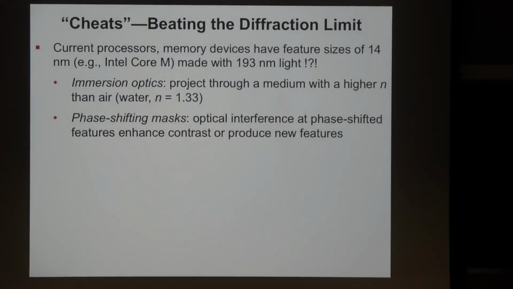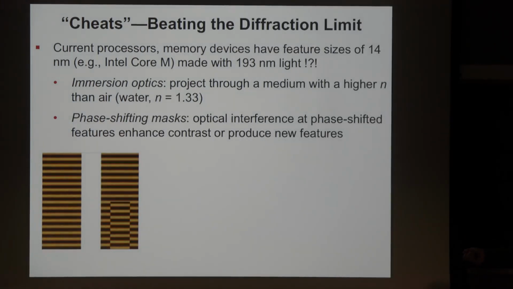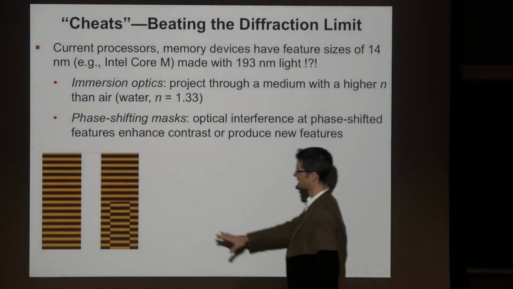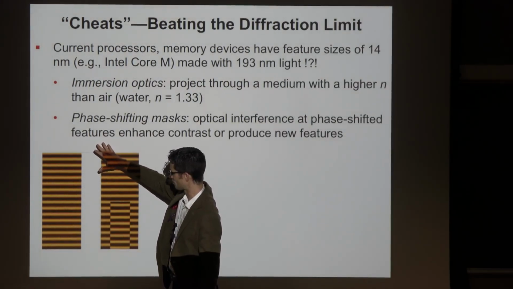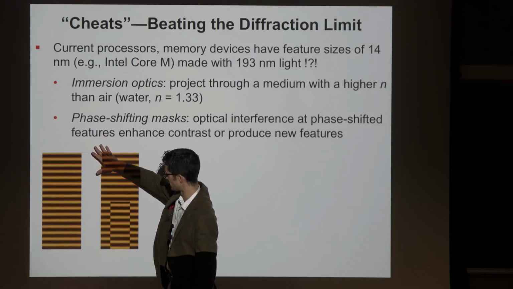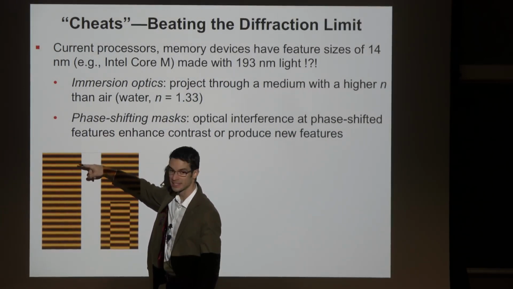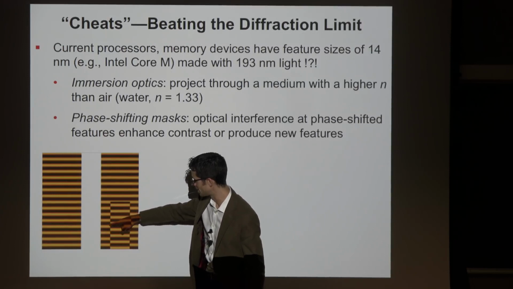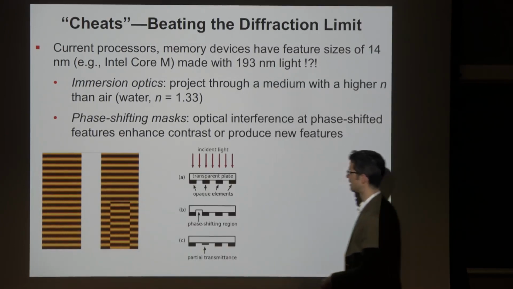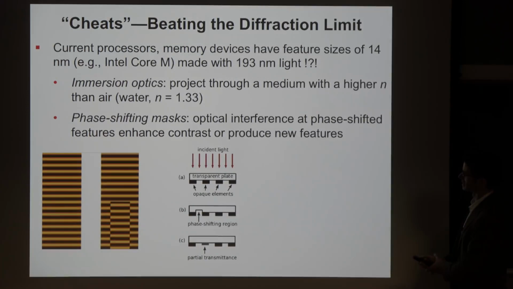Phase shifting masks. There are a couple different kinds of phase shifting masks which produce optical interference at phase shifted features, and they enhance the contrast or even produce new features, and we'll see how that works right here. So here's the non-phase shifted light that comes through, where we have light that has troughs and crests, and then we take a phase shifted region, and what happens at the border between the shifts in phase, and how do we produce something that has a shift in phase.